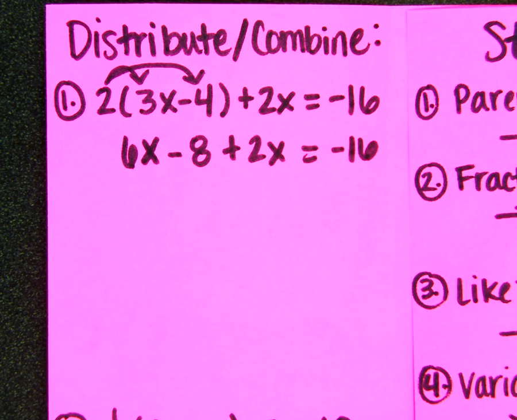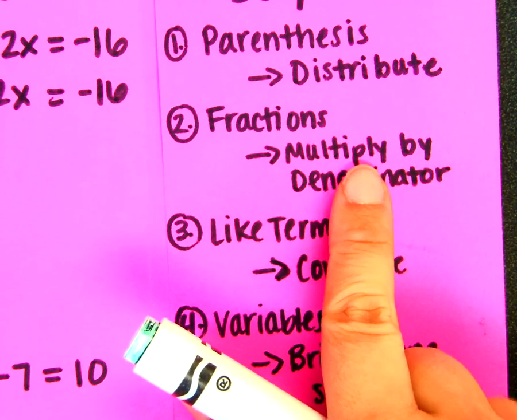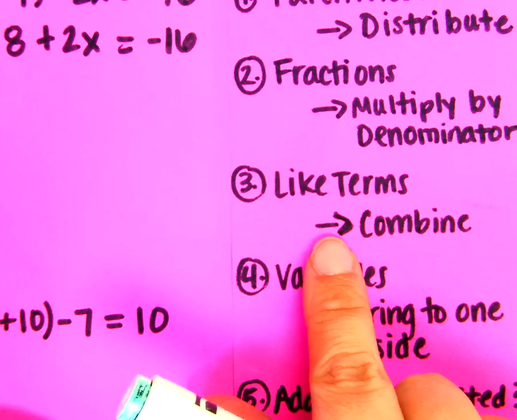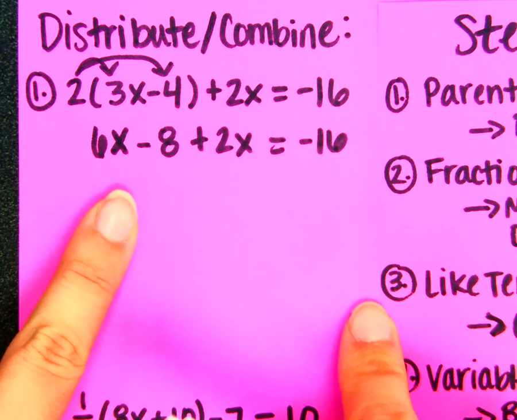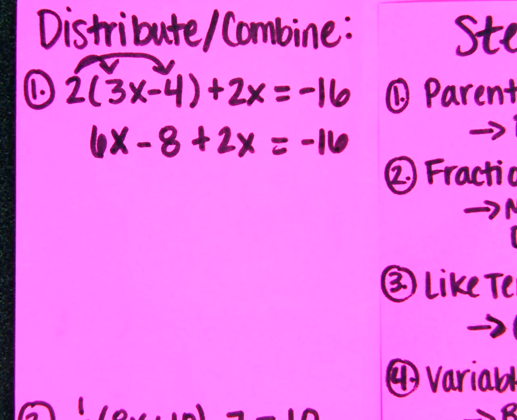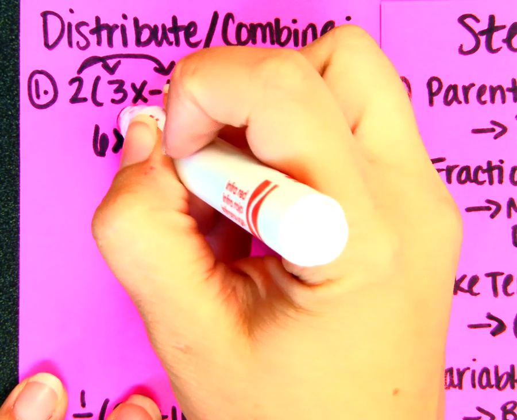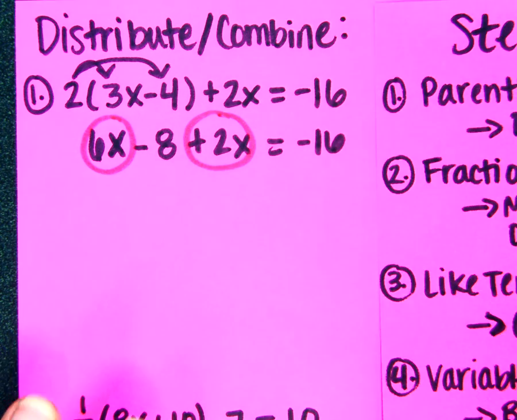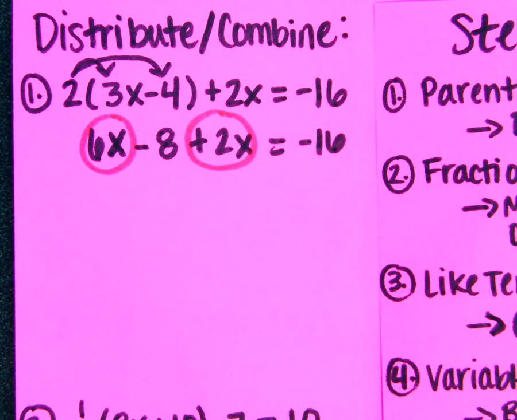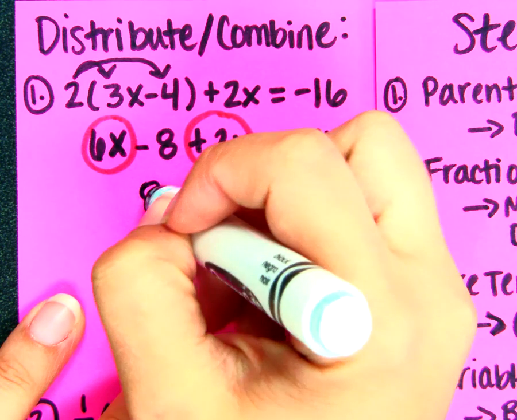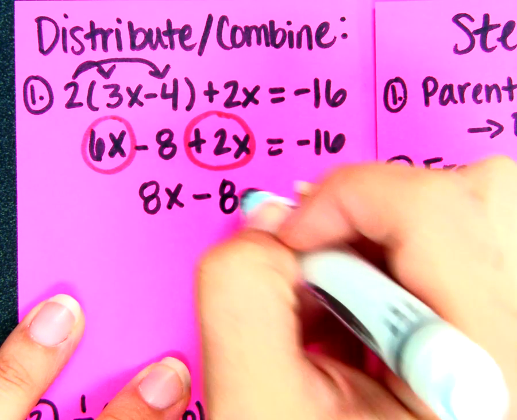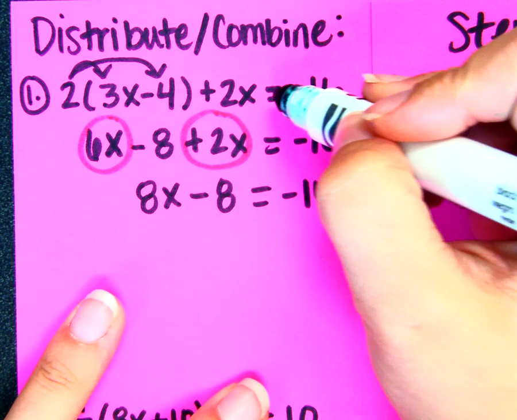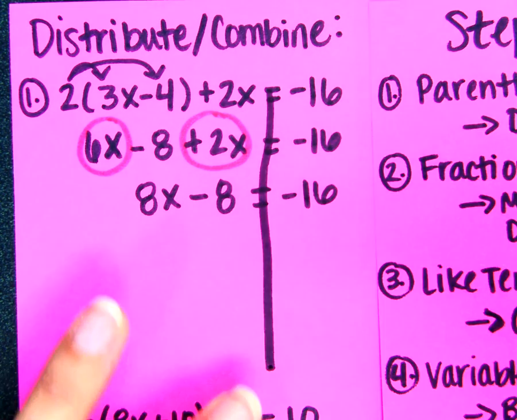So then you look at what is the next thing on our steps? Fractions. You multiply by the denominator. Are there any fractions? Well, no. Like terms. Are there any like terms? Yes, we have some like terms. Our like terms are 6x plus 2x. That will give you 8x minus 8 equals negative 16. Oh, we should have drawn our river down. Sorry.